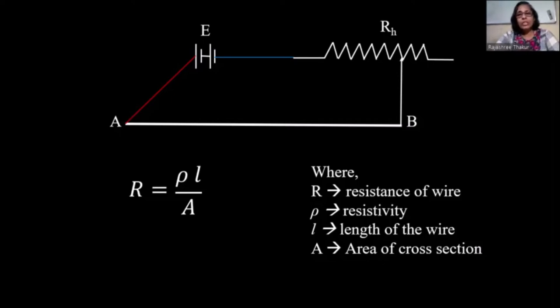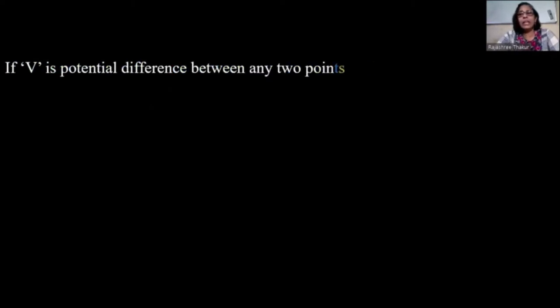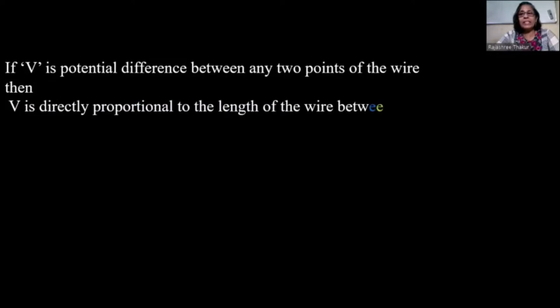That means if the composition of the wire is constant throughout its length and its temperature is constant, then its resistivity is constant. Also, if area of cross section of the given wire is constant throughout its length, then we can say resistance per unit length is constant. Alright? Now, let us choose any two points on this wire. Any two points. Here, one and here. Or maybe this and this. So, let us choose any two points on this wire. And if V is the potential difference between these two points of the wire, then V is directly proportional to the length of the wire between these two chosen points.